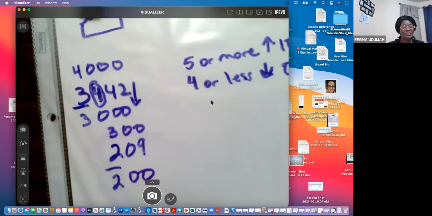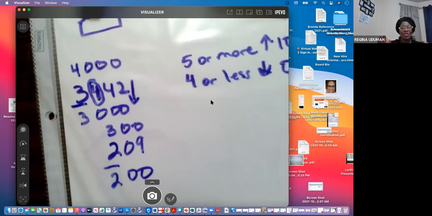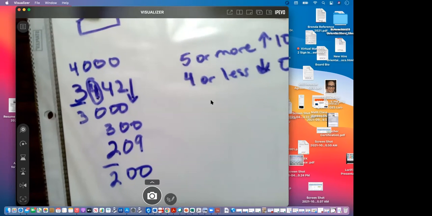After writing the two like this, are you going to show the arrow down or up to show that that is your answer? I am, I'm going to show you.